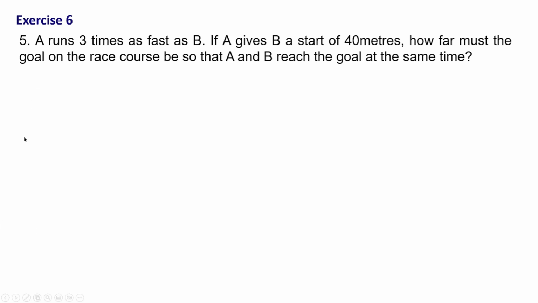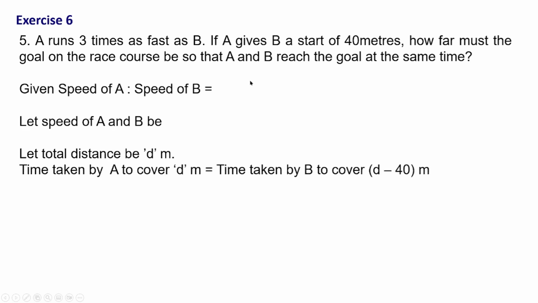Moving on to the next question. A runs 3 times as fast as B. If A gives B a start of 40 meters, how far must the goal on the race course be so that A and B reach the goal at the same time? Here the ratio of speed of A to B is given and A gives B a start of 40 meters. We need to find the length of race course so that A and B reach the goal at the same time.